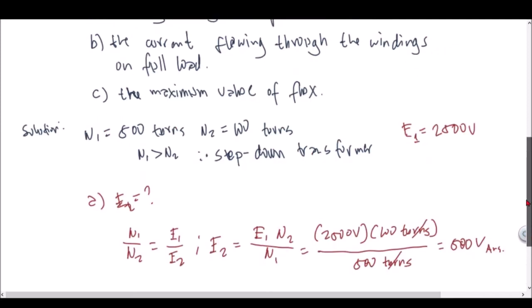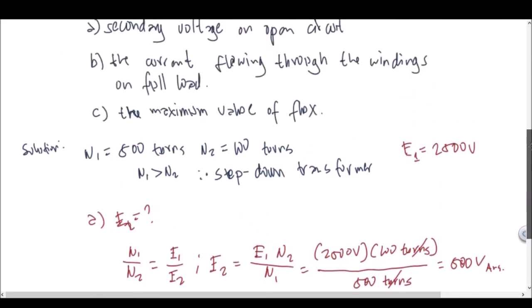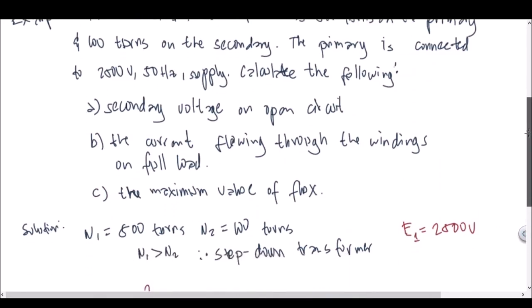Now for letter B, we need to find the current flowing through the windings on full load. In full load, we will use our kVA rating. The kVA rating is as given, that will be equal to 50.